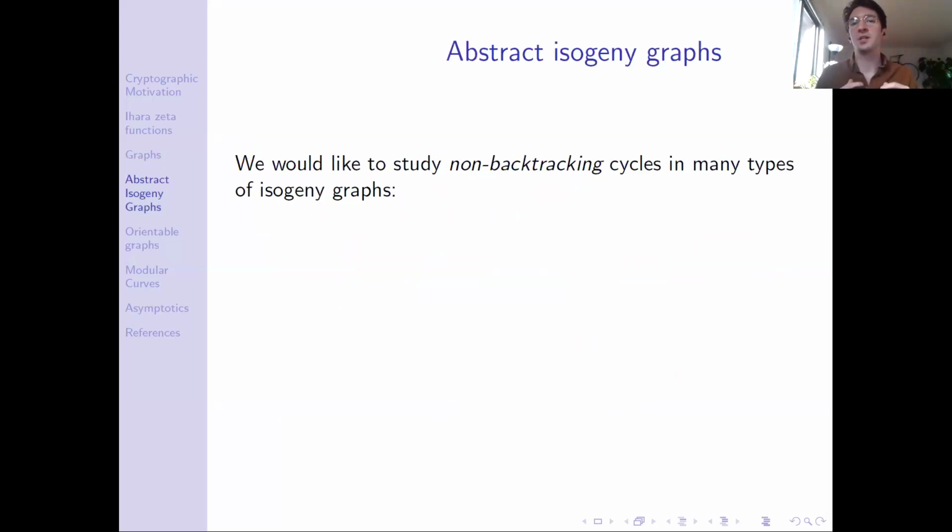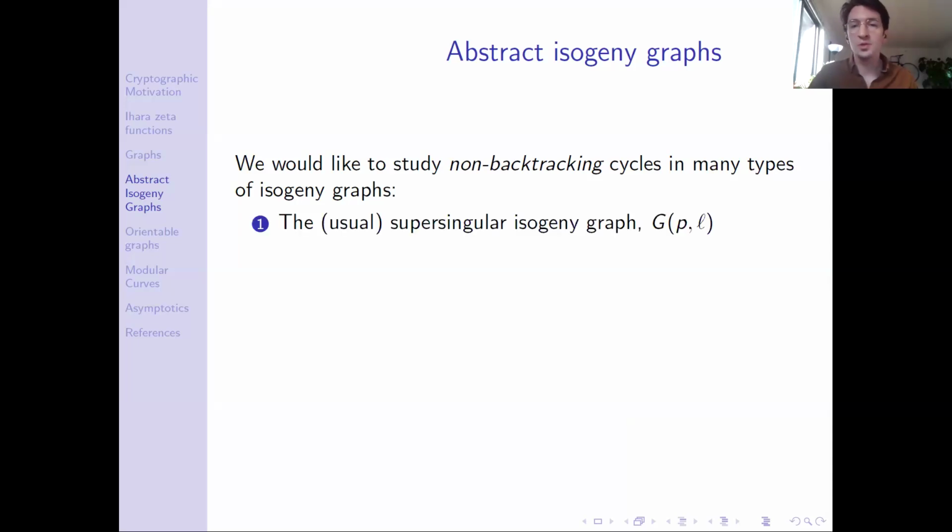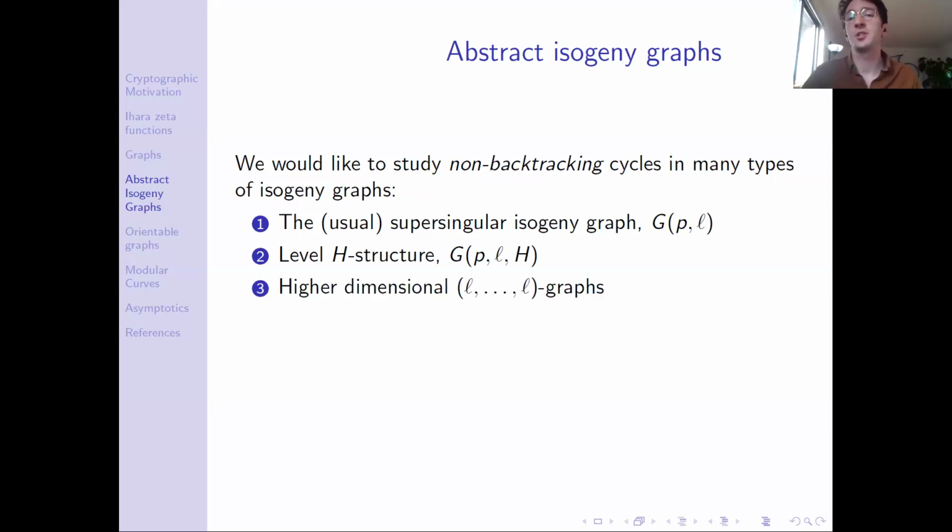So what we want to do is study non-backtracking cycles in lots of different types of isogeny graphs, right? So we have the usual supersingular isogeny graph, but as we mentioned at the beginning, graphs with level H structure for various H's have been coming up more frequently in isogeny-based cryptography, and I'll give a short description of what this means in a couple of slides. But then also higher dimensional isogeny graphs. So this is like you have principally polarized abelian varieties, and you use (L, L, ..., L)-isogeny graphs. We'll mention those very briefly. They're not really a focus of the paper, but the framework also captures them.